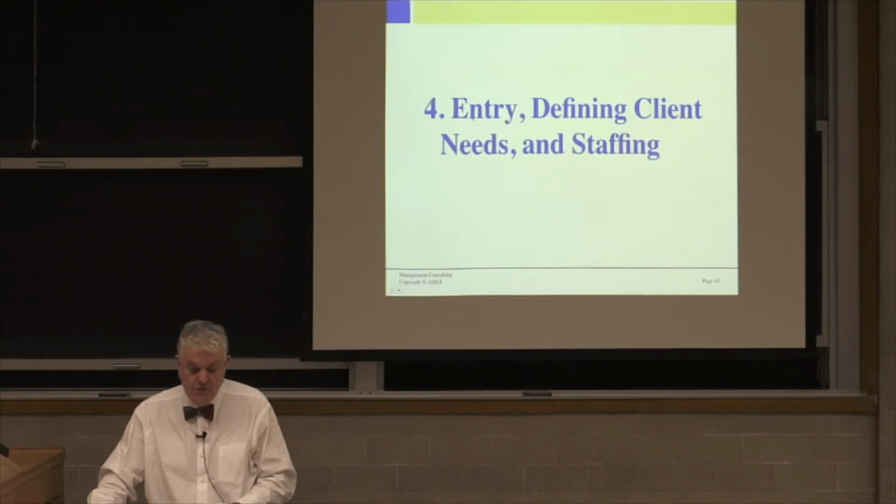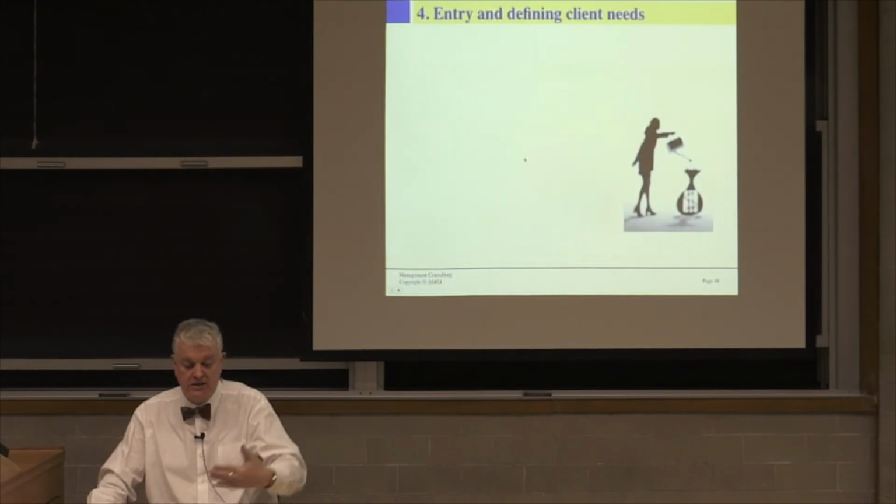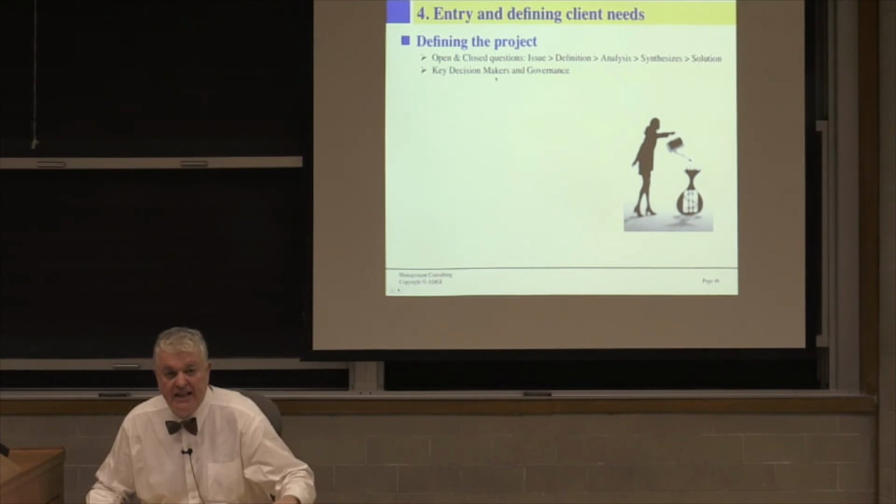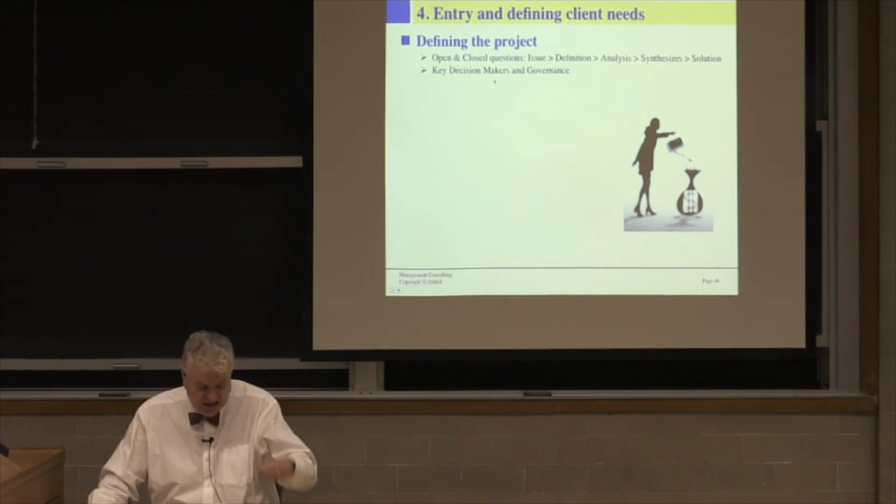All right, number 4, module 4, entry, defining client needs and staffing. This is where you actually go in. You open questions, close questions. It's the consulting, it's the sales process. But you're not selling an end result. You're selling the end result, but you're not selling a tangible product.